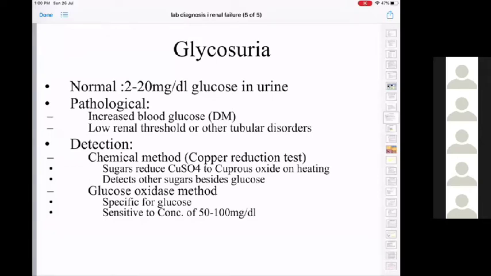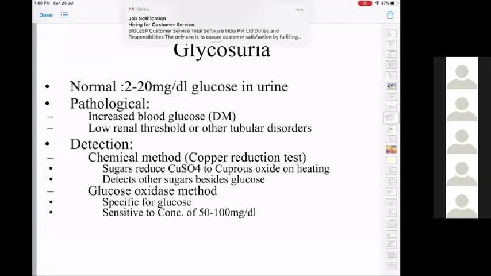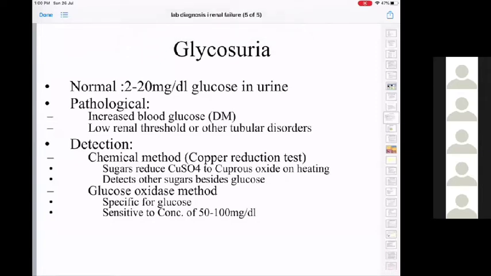And the second is the glucose oxidase method, which is specific for glucose and is sensitive to concentrations of 50 to 100 milligram per deciliter also. The Benedict test also detects other reducing sugars besides glucose, and besides sugar, vitamin C and other chemicals are also detected by the Benedict test. So the Benedict test is not so specific for glucose.